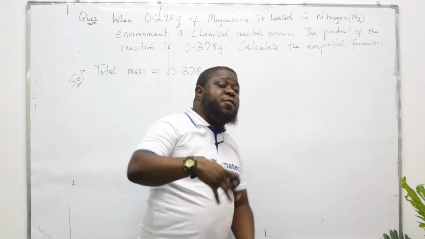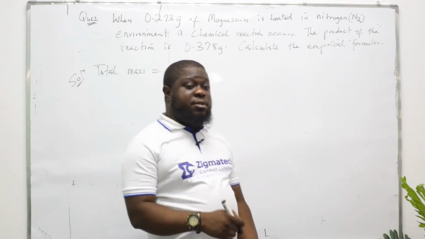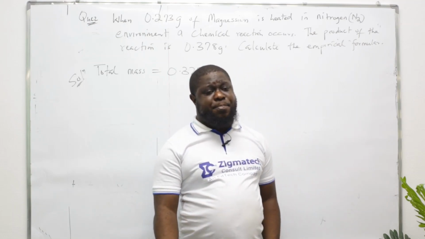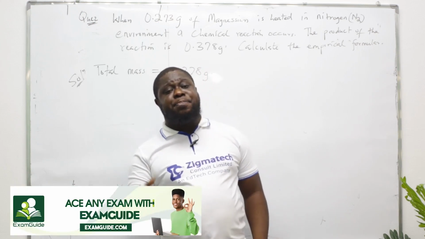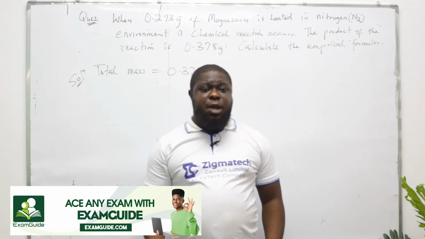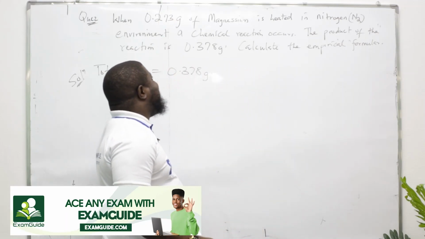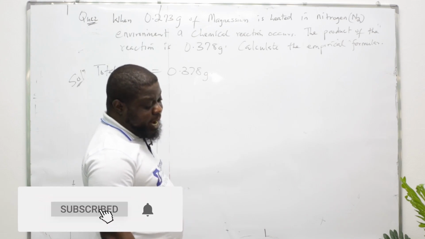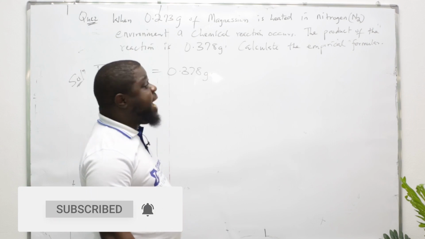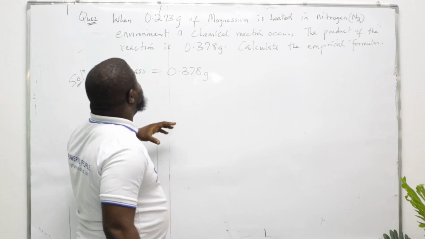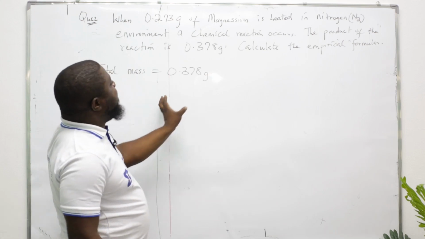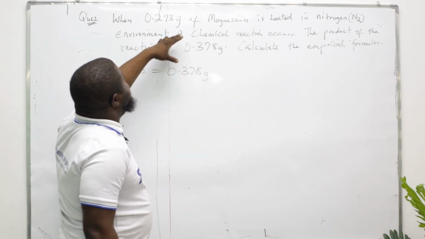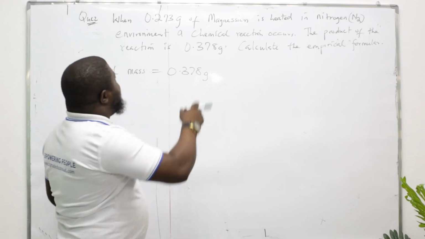Because before you solve the empirical formula, the numbers must be in grams and not in percentage. Because you follow the rule: if it's in percent, you must change it to grams. Now the only thing you have is the number of grams of magnesium. You do not have the number of grams of nitrogen. In essence, for you to get the grams of nitrogen, you must subtract the mass of magnesium from the total product. They said magnesium is heated in nitrogen.